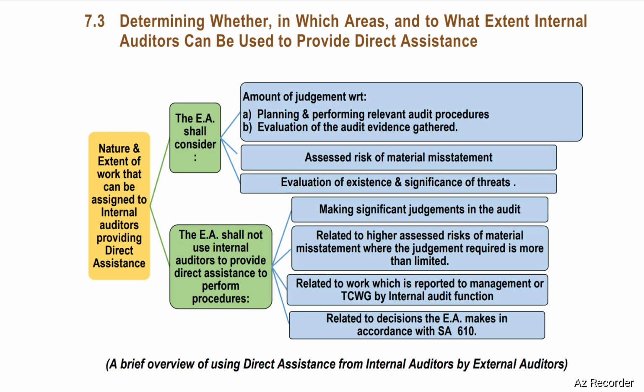The external auditor shall not use internal auditors to provide direct assistance to perform procedures making significant judgments in the audit related to higher assessed risks of material misstatements, where the judgment required is more than limited; related to work which is reported to management or those charged with governance by the internal audit function; or related to decisions the external auditor makes in accordance with SA 610.